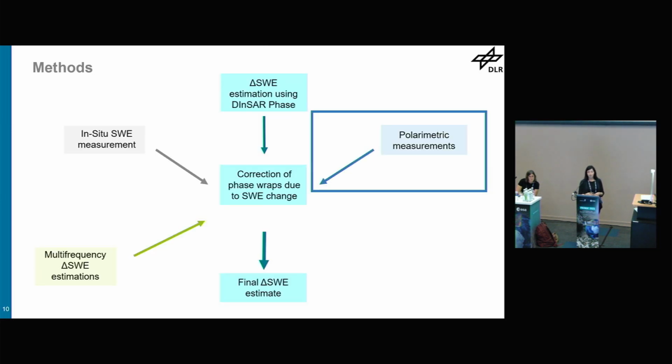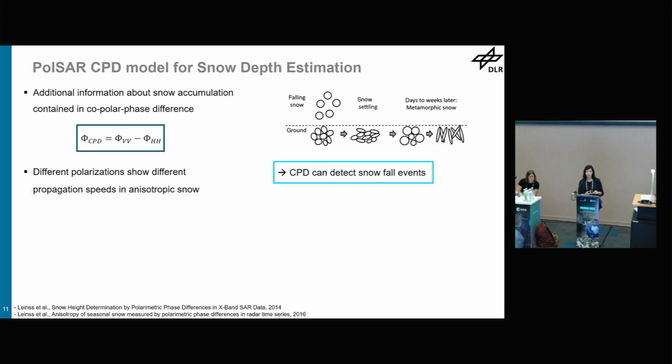The third correction would be to use polarimetric measurements, because there's additional information on the snow accumulation contained in the copolar phase difference between the VV and the HH channel. Because snow has an anisotropic structure, the signal delay, and therefore the propagation speed, depends on the polarization.